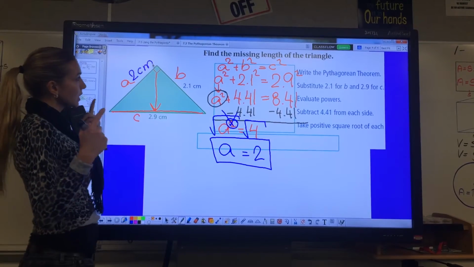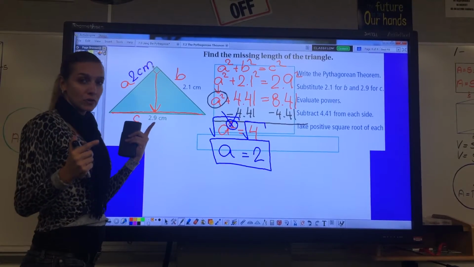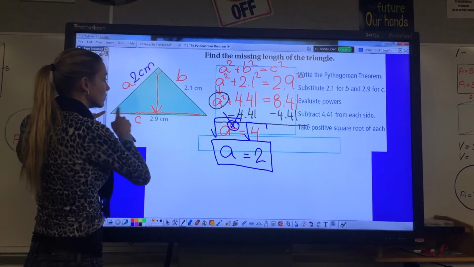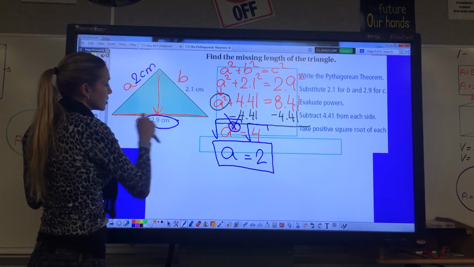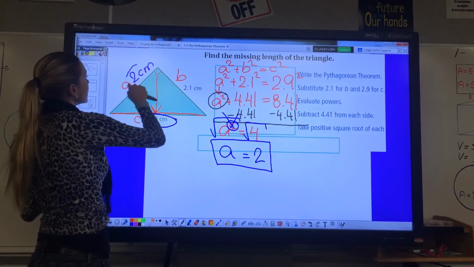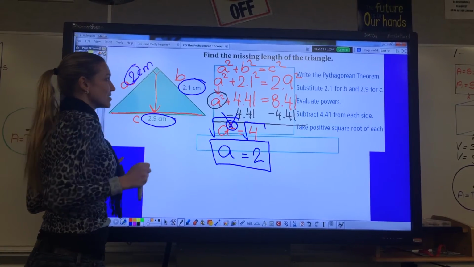If you want to look, please keep in mind, the hypotenuse, the C, is the longest side of the triangle, which it is. It's 2.9, and the leg is 2, and the other leg is 2.1.